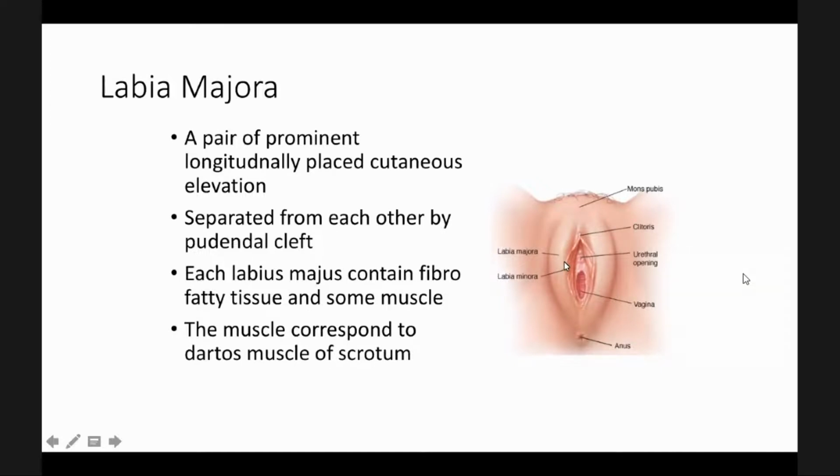Underlying this ridge, it is produced by the fibrofatty tissue along with some muscle, and this muscle is known as dartos muscle. Dartos muscle is present subcutaneously over here, and fibrofatty tissue is present. So this structure causes elevation of the area that forms the labia majora. This structure is homologous to the scrotum of the male.